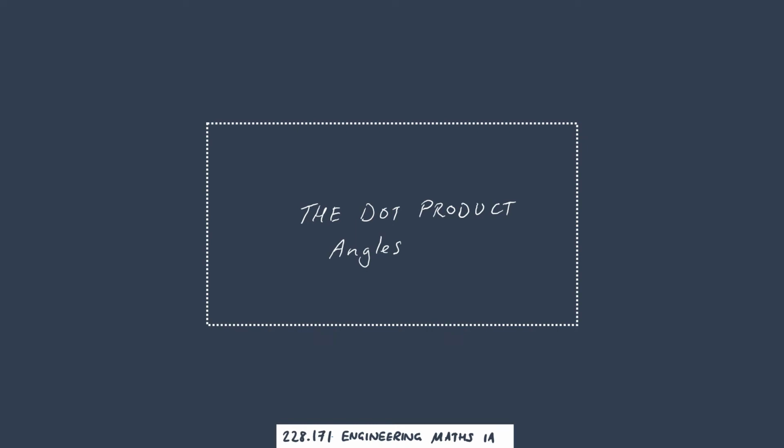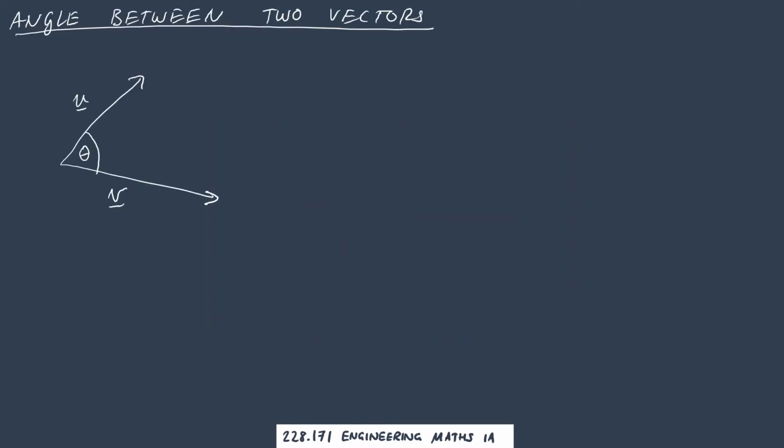In this video, we're going to take a look at how we can use the dot product that we've just learned about to calculate angles and work with angles between vectors. A nice thing for us to be able to do would be to take two vectors like u and v, as I've drawn here, and to calculate the angle between them.